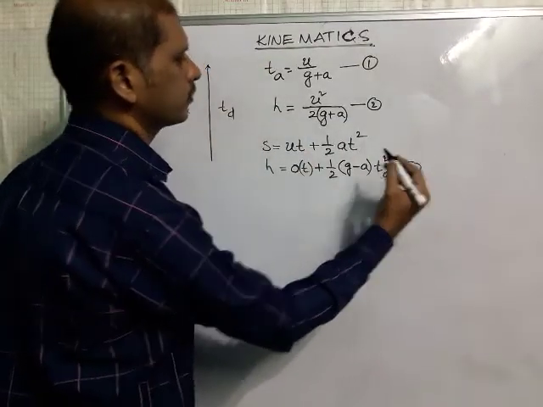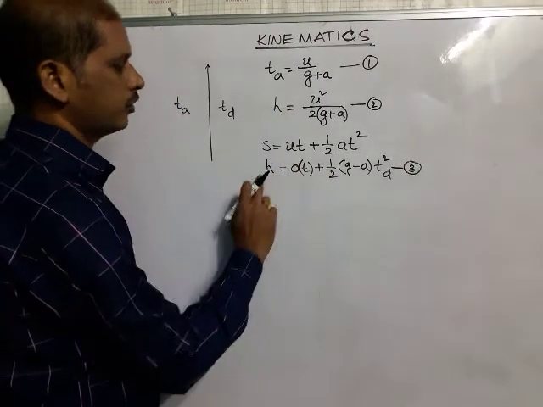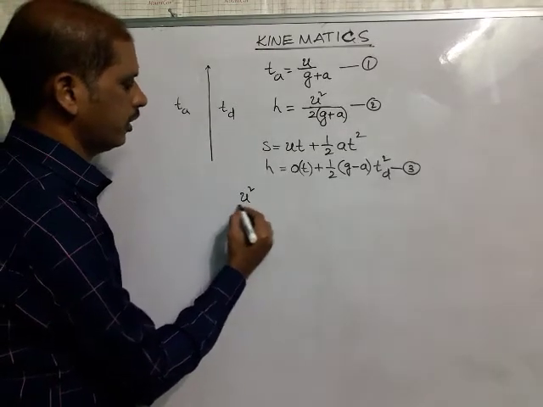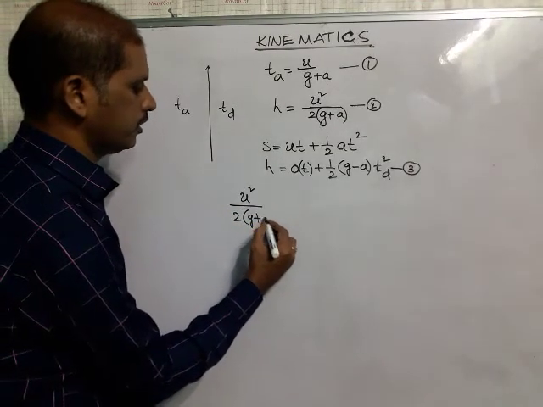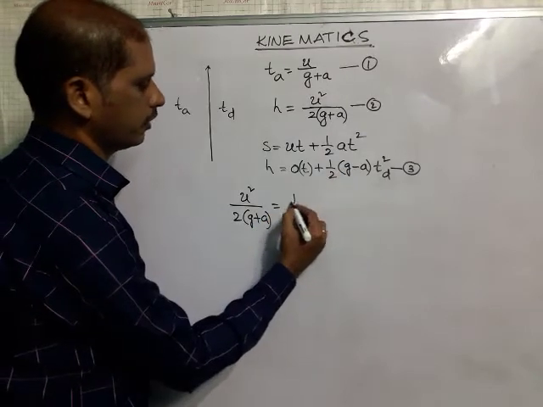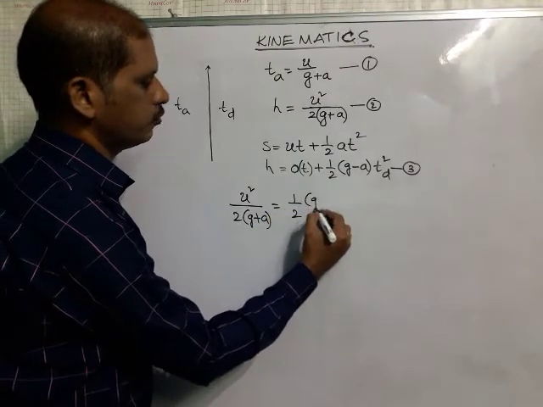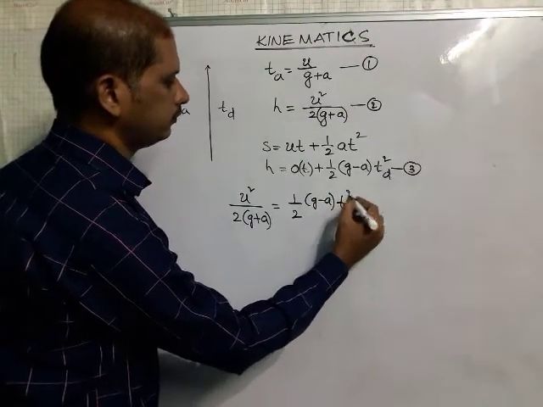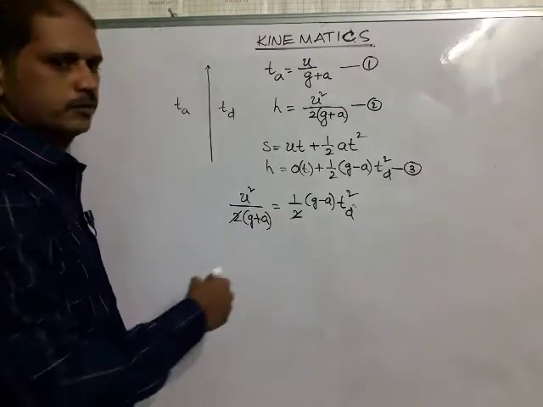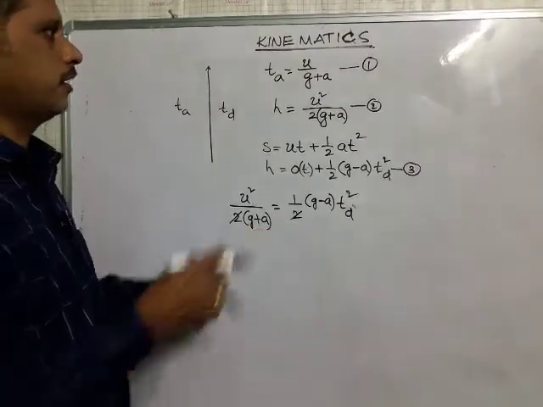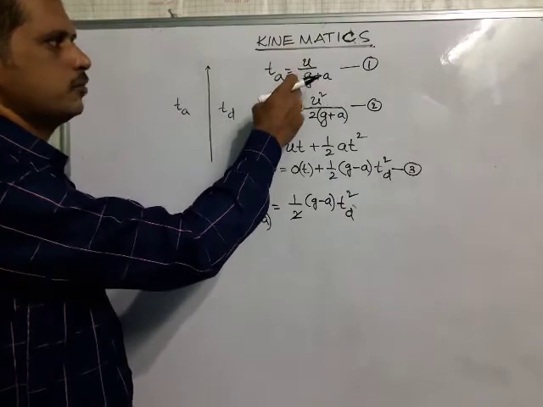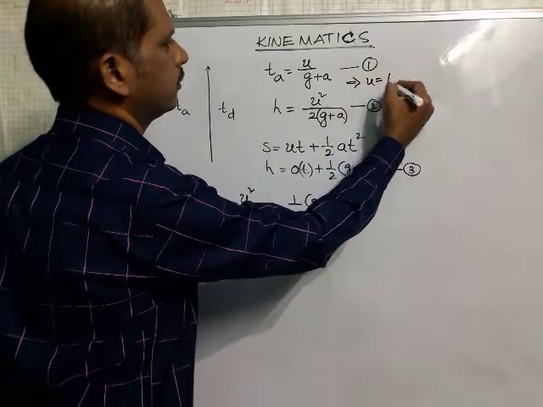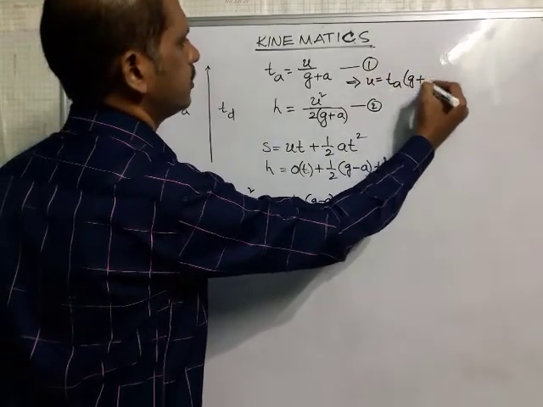This is the third equation. Now the second equation gives the height, and the third equation also gives the height, so you can equate both. So u square by 2 into g plus a is equal to half into g minus a into td square. Here the 2s cancel, so u square by g plus a. Already we know that Ta is equal to u by g plus a. From that, we can write u is equal to Ta into g plus a.